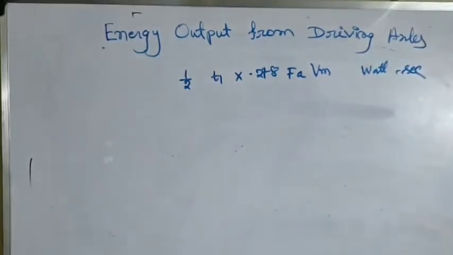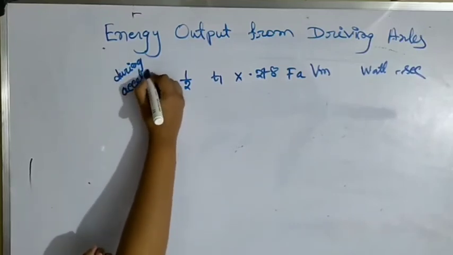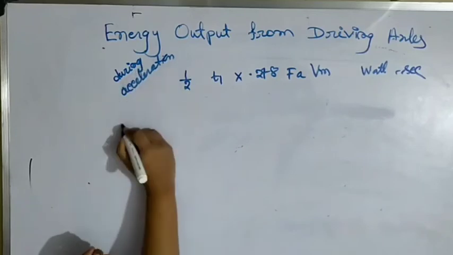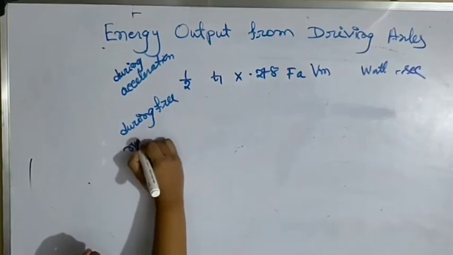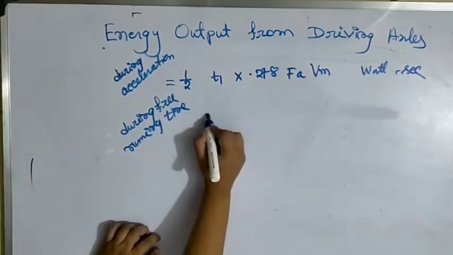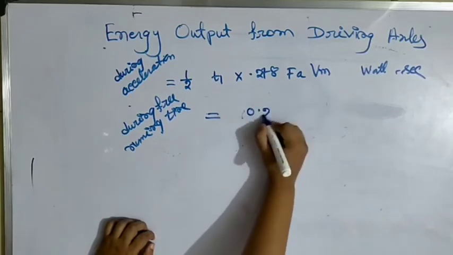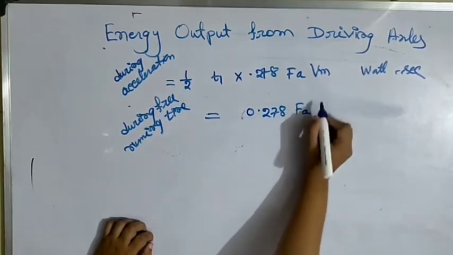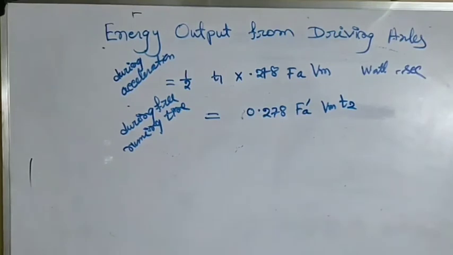Now, energy output during free running time is equal to 0.278 Fa dash Vm T2 watt second.